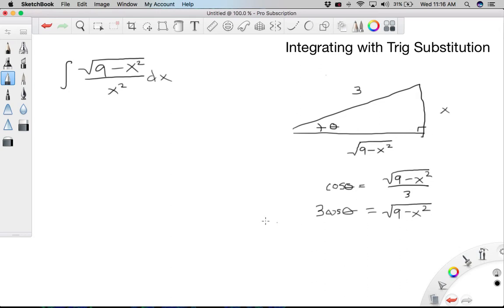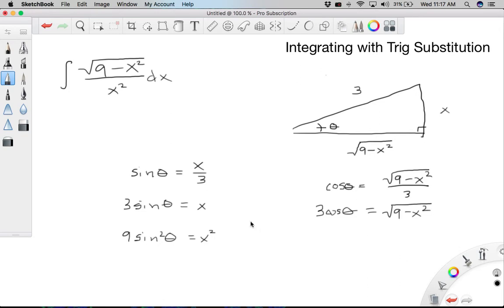Okay, so I'm going to leave that alone for a moment, and because we want to have an x squared as well on the bottom of the fraction, I think that the sine of theta is going to be a useful quantity. So sine of theta, that's opposite over hypotenuse, so that's going to be x divided by 3. We can multiply both sides by 3 and get 3 times sine theta equals x. And then we could just square both sides, and we get 9 sine squared of theta is equal to x squared.